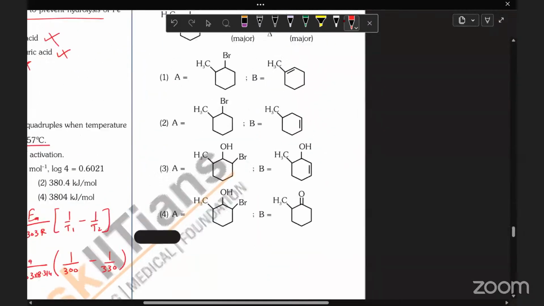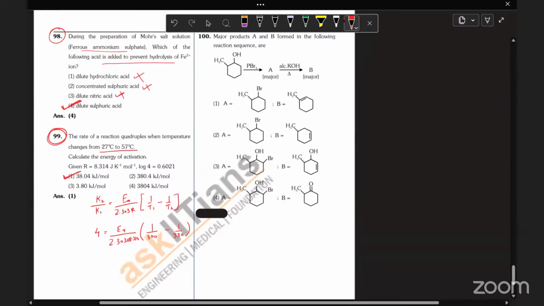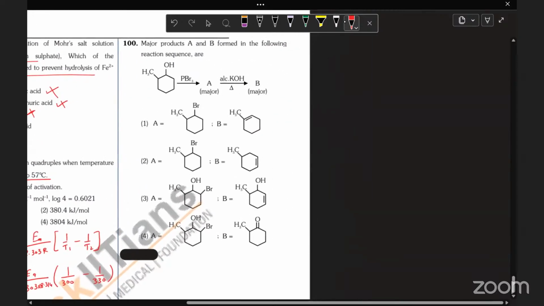Moving on to the last, but not the least. I might leave this question also because of the calculation part, right? Moving on to the last question of the day, and with that, we will end the session. The question says: major products A and B formed in the following reaction sequence are. If I look at the question, PBr3 is added to alcohol. That's one reaction to convert alcohols into alkyl halides. We study this reaction twice, once in the reactions of alcohol and once in the preparations of alkyl halide. So what is A here?